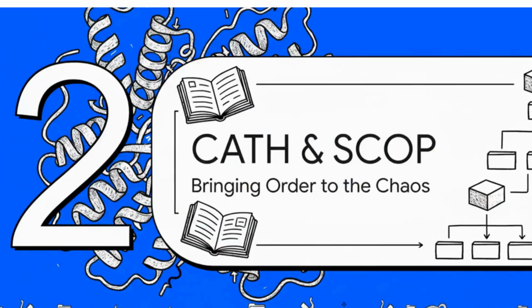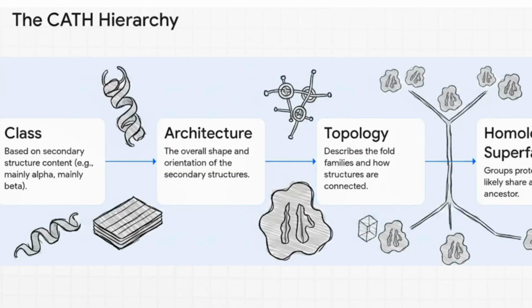And that is where classification databases come in. Two of the most influential are CATH and SCOP. Their job is to act like expert librarians, organizing that vast PDB archive into a meaningful system that we can actually navigate. Let's start with CATH. It organizes proteins by looking at their core structural units, called domains.